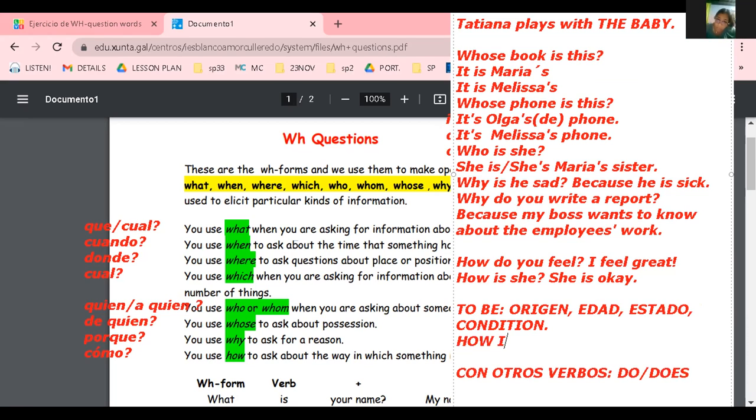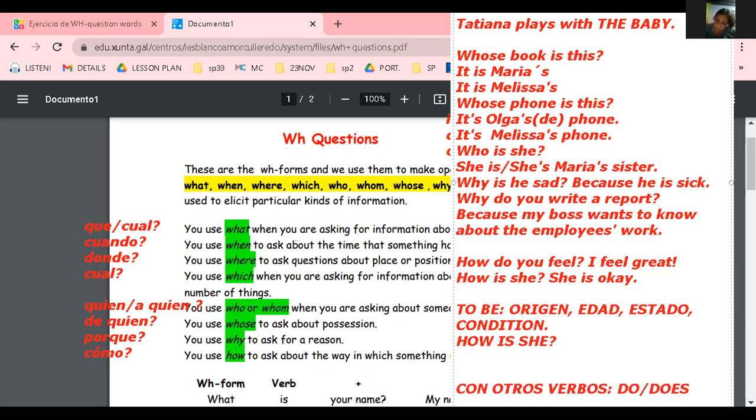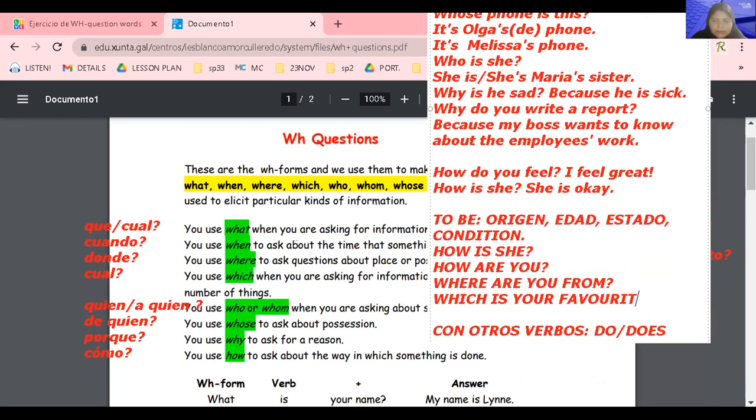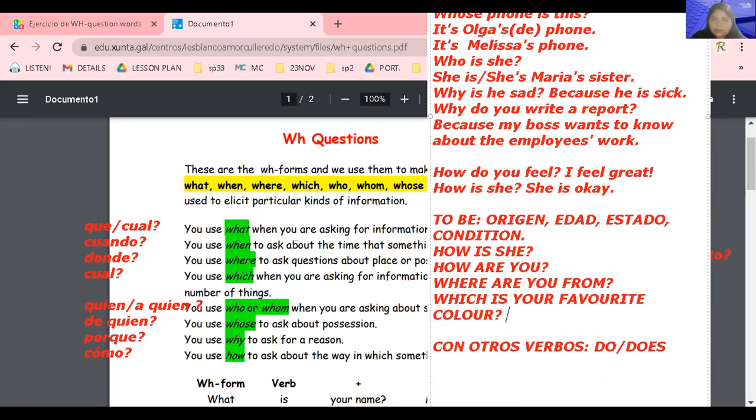Okay. How is she? How are you? ¿Cómo estás? How, for example, let me see. Okay. Where are you from? Which is your favorite color? ¿Cuál es tu color favorito? Ahí con otros verbos que no sean el to be.